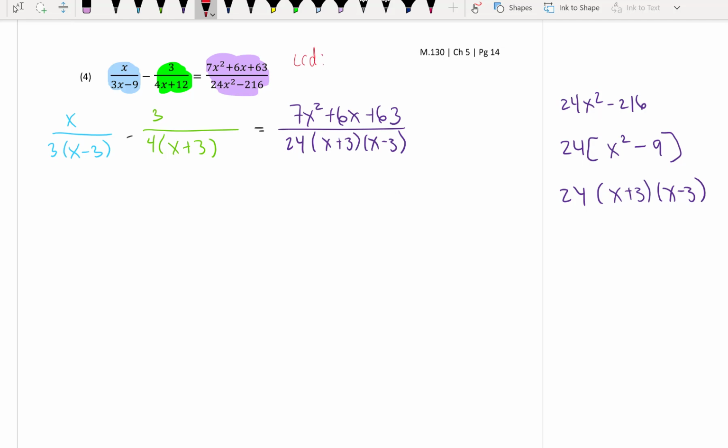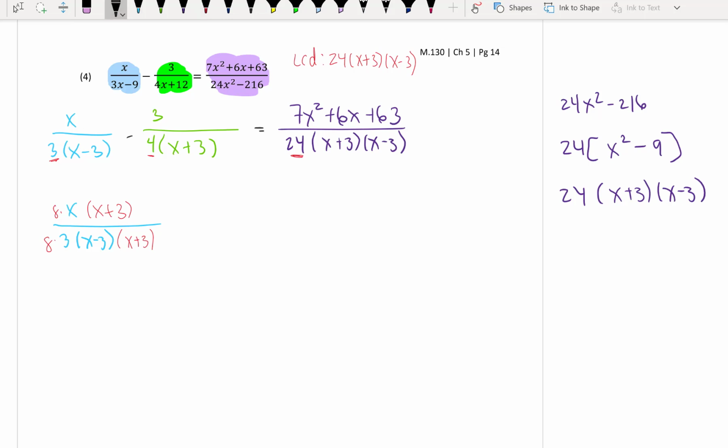My LCD, well, look at the numbers, 3, 4, and 24. 3 goes into 24, 4 goes into 24, so my LCD is going to have a 24. I also have an x plus 3, and I also have an x minus 3. If I'm looking at that first fraction, I have a 3 and an x minus 3. So what's missing here? Well, 24 divided by 3 is going to give me a positive 8. And I'm also missing my x plus 3.